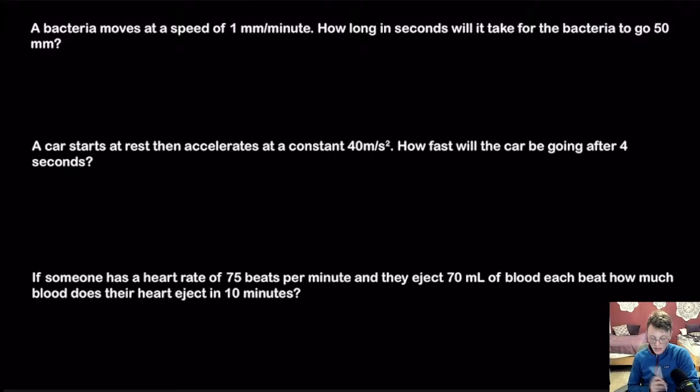So if we look at this here, we have a bacteria. It's moving at a speed of 1 millimeter per minute. How long in seconds will it take for the bacteria to go 50 millimeters? I think about this little bacteria using that sort of model, not using the equation here. Here's my little bacteria. How far is this going to go? Let's just say it's been 1 minute.